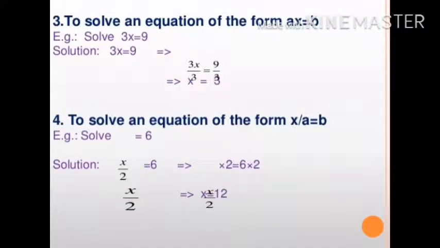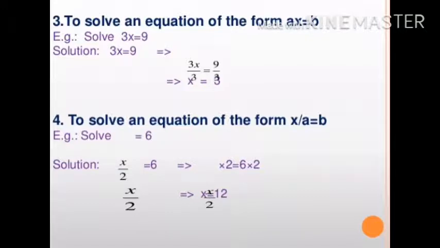To solve an equation of the form ax is equal to b, like 3x is equal to 9. So 3x is equal to 9. We have to divide by 3 on both sides. We get 3x upon 3 is equal to 9 upon 3. So x is equal to 3 is the answer.